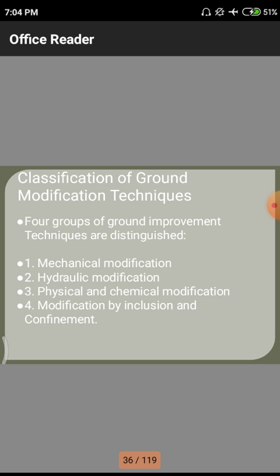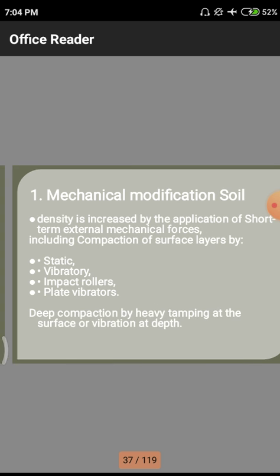Next, we have modification by inclusion and confinement. Inclusion means we include different kinds of materials in the soil, so that we confine the soil with particular parameters.